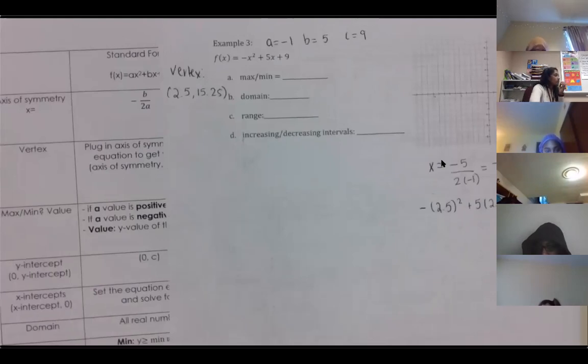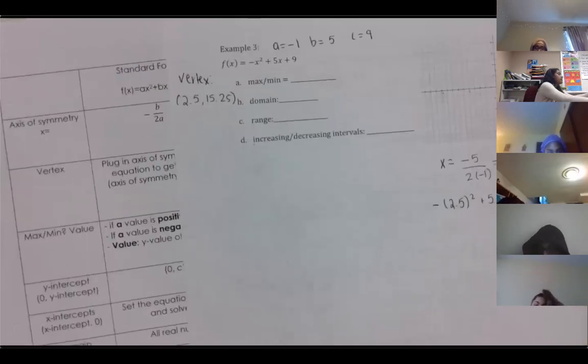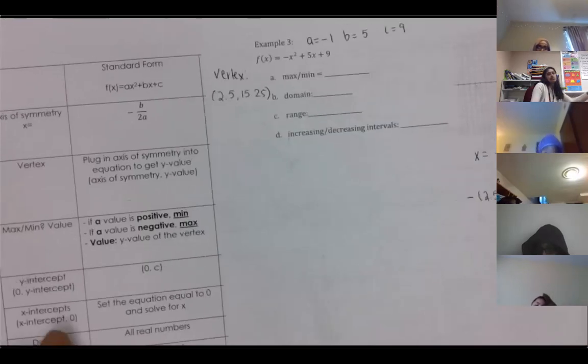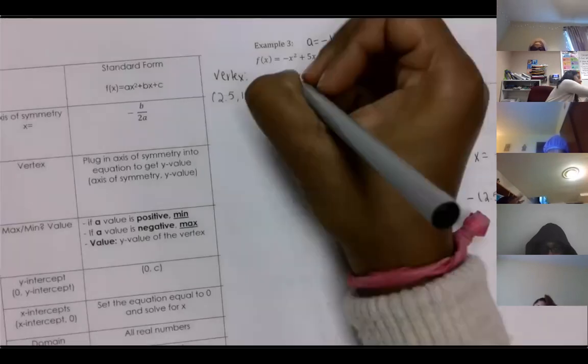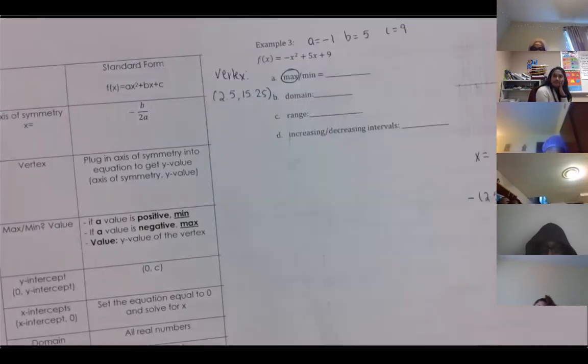All right, first question. Do I have a minimum or do I have a maximum, and what's the value? What do you think, Elise? A minimum. Well, it's always dependent on the a value, right? Elise, is your a value positive or negative in this problem? Negative. And what do we know? If a value is negative, what do we have? A maximum. And what's that maximum value going to be, Elise?